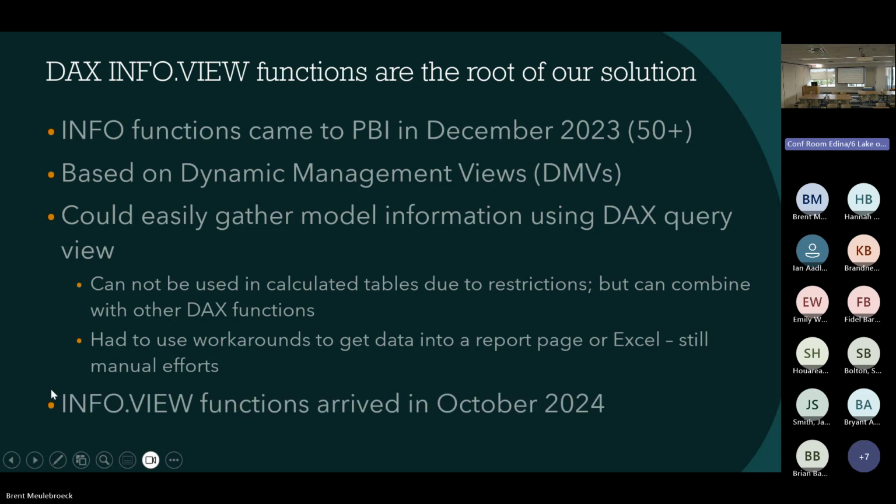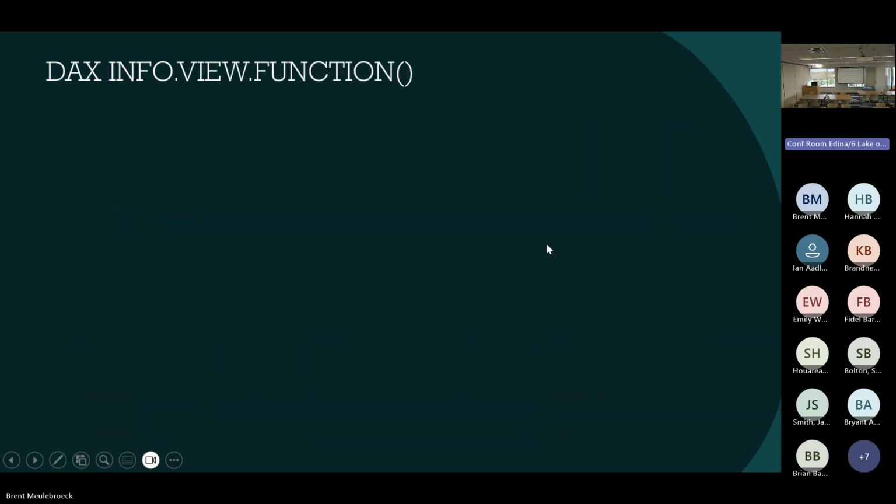The INFO.VIEW functions, on the other hand, came out right about a year ago, October 2024, in the monthly summary blog post. I don't know if they even got their own blog post, now that I think about it when I went back and looked for it. But they've been around about a year, and they brought more functionality because they can be used in calculated tables. So now you can just create a DAX calculated table in your model and pull all that information together nice and quickly.